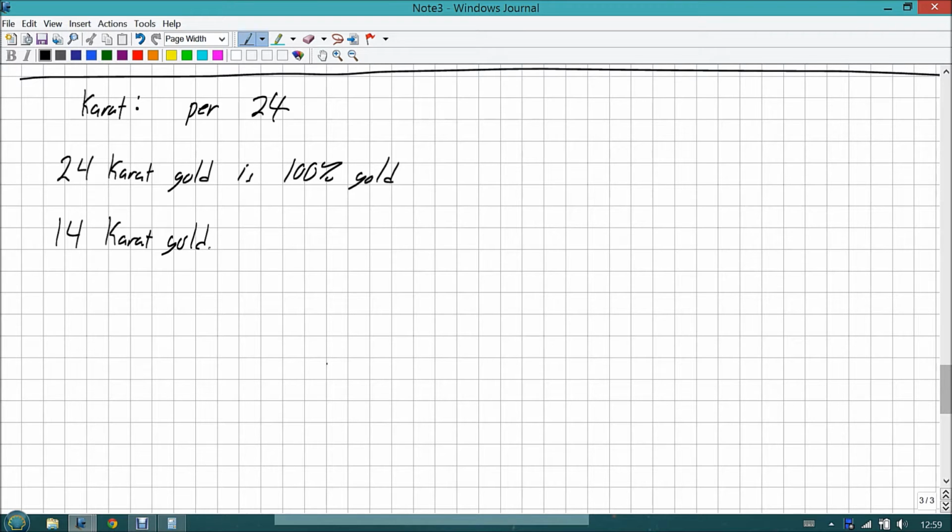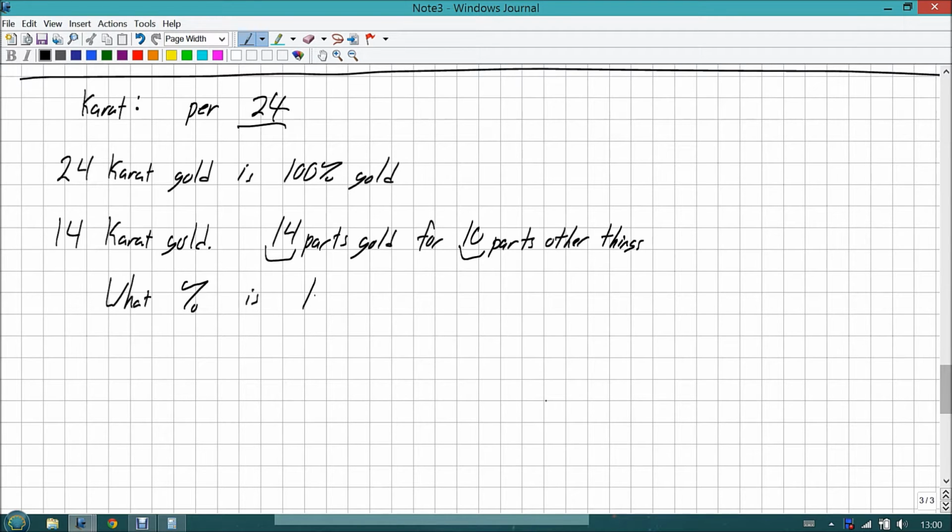is just fine. Now, what 14 karat gold means is that you have 14 parts gold for 10 parts other things. Remember, it has to add up to 24 per 24. So if we have 14 karat gold, 14 of it is gold and 10 is other stuff. So what percent is that? What percent gold is 14 karat gold?